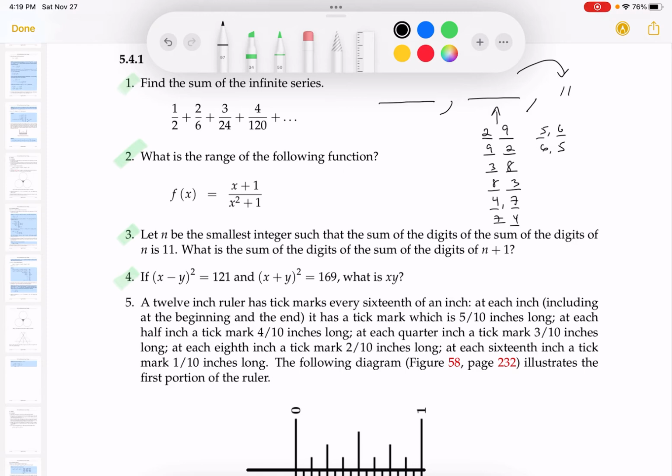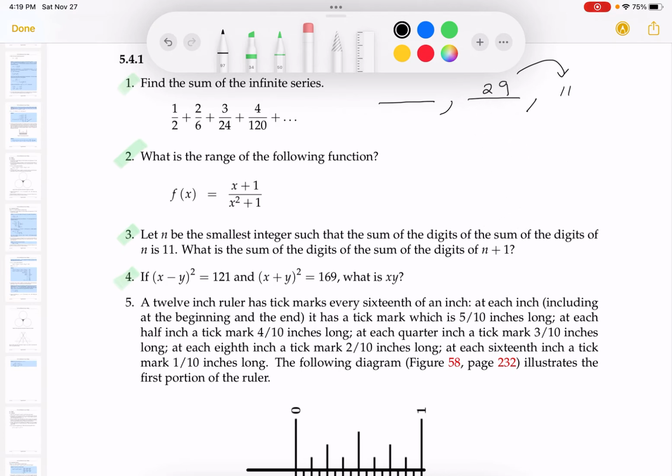All right. Let's start thinking about it. Again, it says, let n be the smallest integer such that the sum of the digits of n is 11. Let's take a really careful look. And I'm going to go for the smallest number now, 29. Now I got to think. And I'm going to erase my thinking over here.